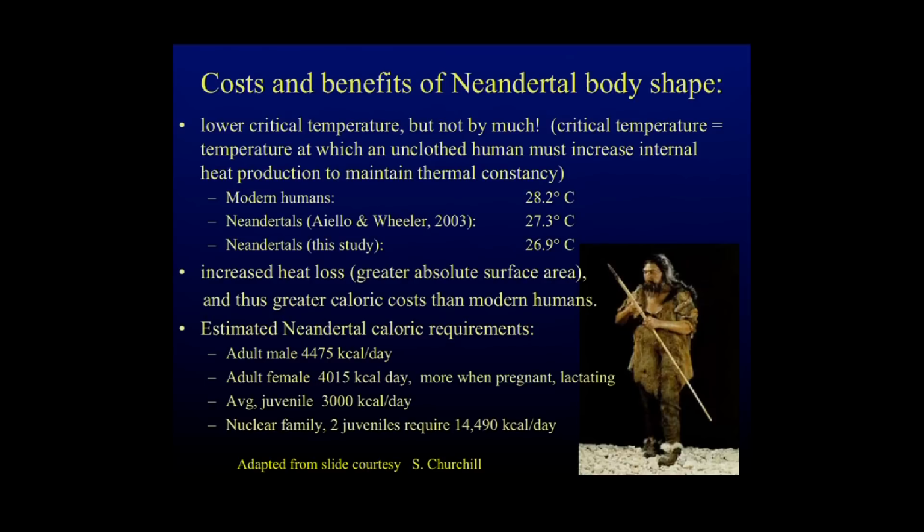And these are estimates in Steve Churchill's work of the average adult male Neanderthals' caloric requirements per day, and the average adult female's caloric requirements per day, which I think doesn't take into account the pregnant and lactating females that would have dominated certainly the population. So a nuclear family of 2 parents and 2 kids would have required almost 15,000 calories a day. Where are they going to get those calories? Was it the same way that we do?